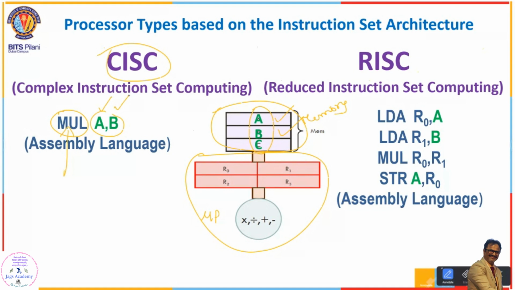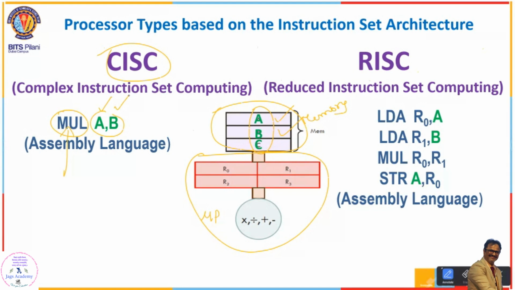Right? But here, one instruction is enough. But remember one thing: this instruction also does the same thing which RISC is doing. Both are doing the same thing. This also multiplies A and B, this also multiplies A and B. This also has to take A to the register, B to the register, and then multiply, and put it back to the memory.